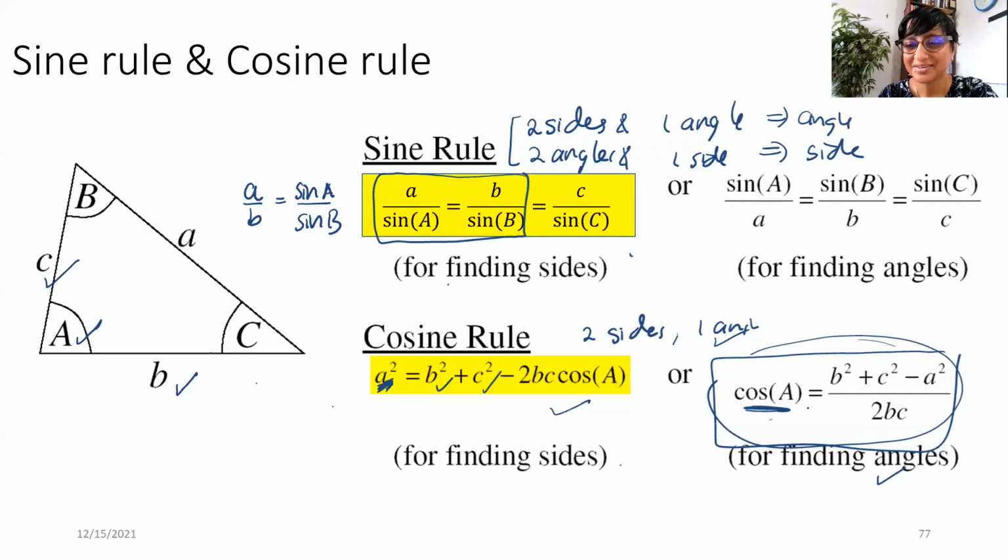Now if you want to find the angle, what do you need to know? You need to know all three sides. If you know all three sides of a triangle, you can find any of the angles in the triangle. How wonderful is that? If you know all three sides, in any triangle, not only a right angle triangle, you can find the three angles using the cosine rule. Shall we look at an example?